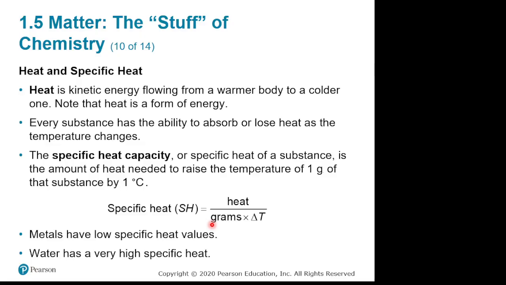You'll notice that metals have low specific heat values. That's why if you put a pot or pan on an oven, it heats up real fast, right? And that's why we use metal pots and pans, because we don't want to have to wait 10 minutes for the dang pan to heat, right? We want it to heat in a minute or two. Water has a very high specific heat.